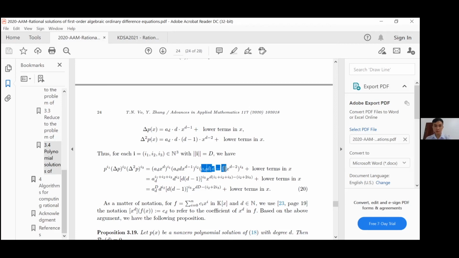Because of the delta square. The d appears because of the delta operation. Right. And d times d minus 1 comes because of the delta square operator. Okay.